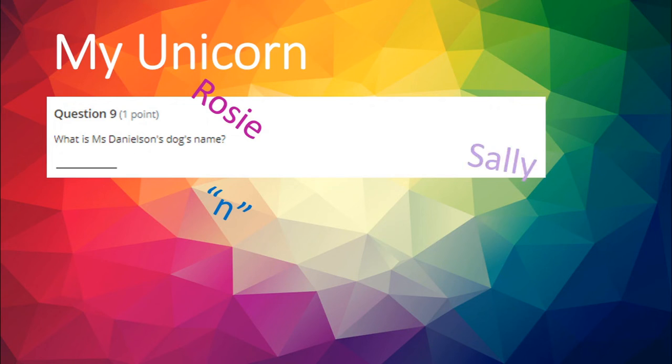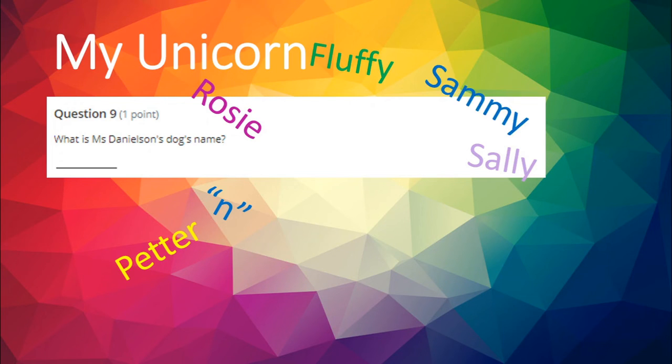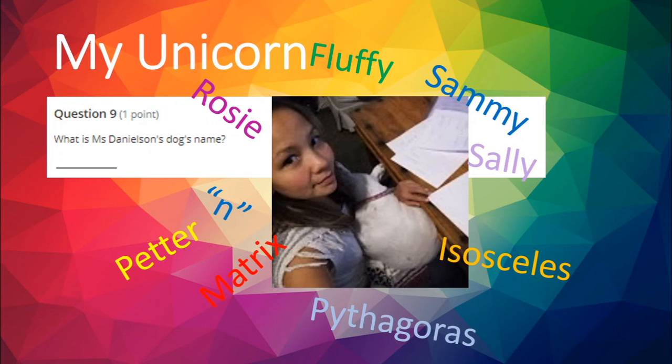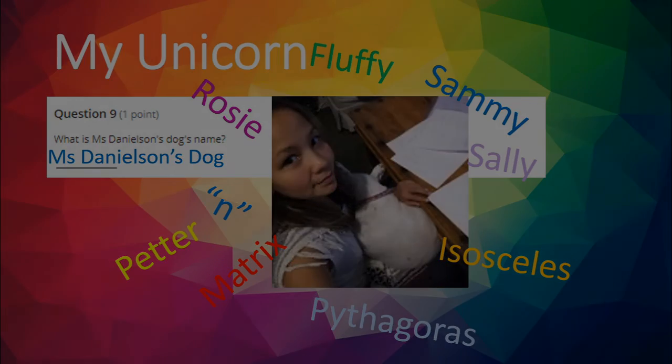No, it's not N. It's not Sally either. No, not Peter. Not Fluffy, nor Sammy. I like that one too, Pythagoras. Matrix, I might need to adopt another dog and name her Matrix. Isosceles, no, it was not isosceles. Someone even said I didn't have a dog. I clearly have a dog. Maybe that person thought my dog had turned into a unicorn. No, my dog's name is not Miss Danielson's dog. What's my dog's name?